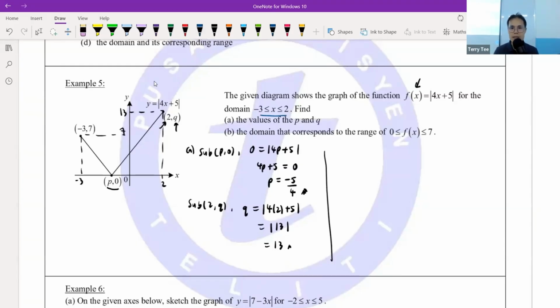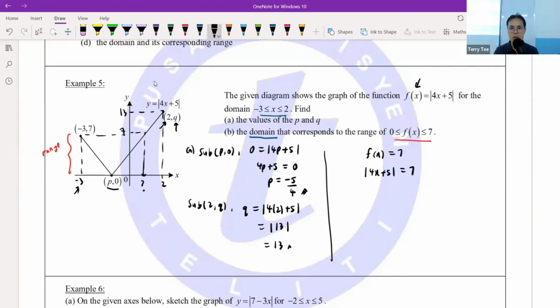But in this case, you're finding the domain that corresponds to this range. That means your range is now from 0 to 7. What is your domain? Okay, we know that we need to find this value. This one we don't need to calculate because we already have it, right? So let us take f(x) to be 7. My f(x) is modulus of 4x plus 5, and this is 7.